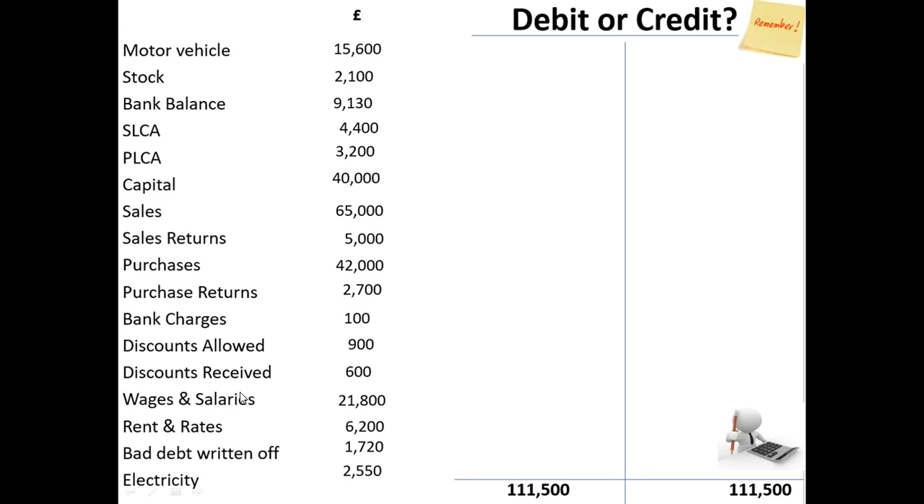Wages and salary is expense. Expenses go on the debit side. Rent and rates is expense, like council tax, which goes on the debit side. Bad debts means if the customer is bankrupt and can't afford it, they are not going to pay us, so we call it bad debts. It's an expense for the business, so we record it on the debit side. And electricity is an expense for a business, we record it on the debit side. So when we record all these transactions on the debit and credit side, and when we do the total, both sides will be equal. Okay. Any question?